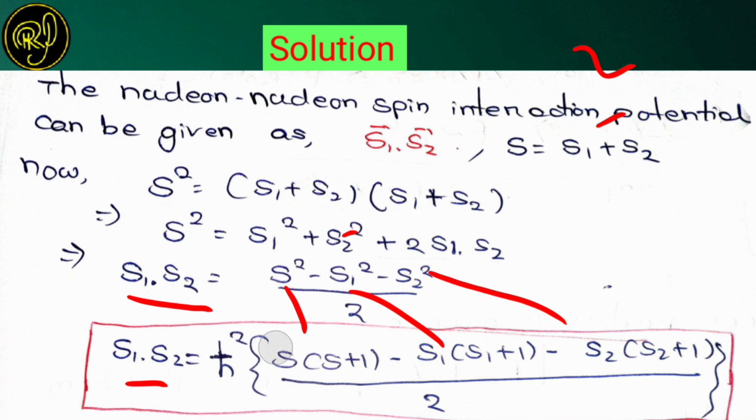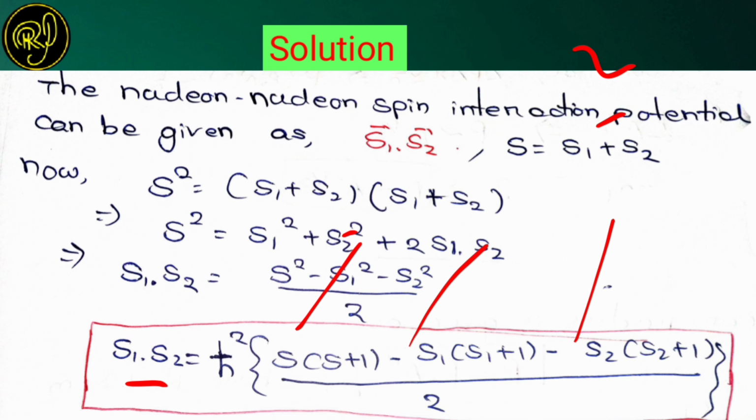Hence we get that S1 dot S2 is equal to h cross squared multiplied with [S(S+1) minus S1(S1+1) minus S2(S2+1)] divided by 2, where, as told earlier, S is the total spin, S1 is the spin of the first nucleon, S2 is the spin of the second nucleon, and S1 dot S2 is the nucleon spin interaction potential. Now we will check for singlet and triplet whether this interaction potential is coming positive or negative.